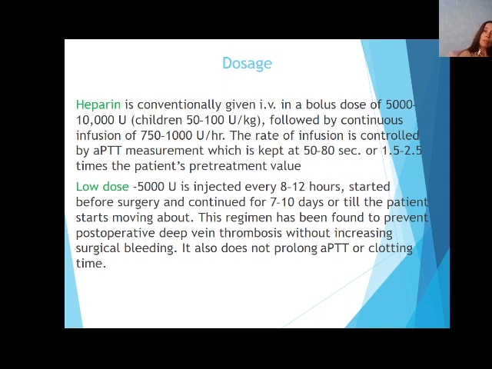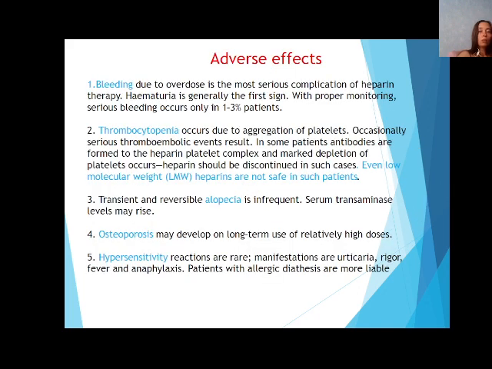Low molecular heparins can be given in 5,000 units and injected every 8-12 hours, started before surgery and continued for 7-10 days or till the patient starts moving about. Adverse effects: bleeding, which can be due to overdose, is the most serious complication of heparin therapy. Hematuria is generally the first sign, but with proper monitoring, serious bleeding occurs only in 1-3% of patients.